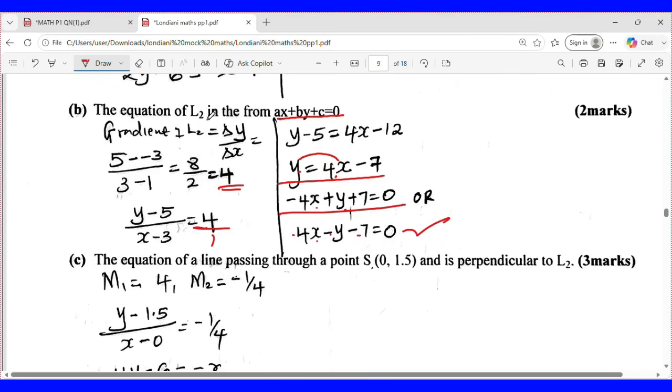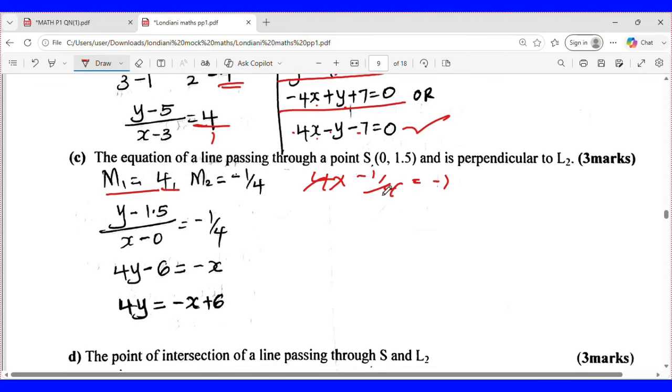The equation of a line passing through S and is perpendicular to L2. If L2 and this other line are perpendicular, then the gradients M1 and M2, when you multiply them, the answer should be -1. So if we have M1 as 4, then M2 is -1/4. So that now 4 times -1/4, the answer is -1. That is true. Now it is passing through 0.5, so y minus 1.5 over x minus 0, and you get the equation of that line is here.